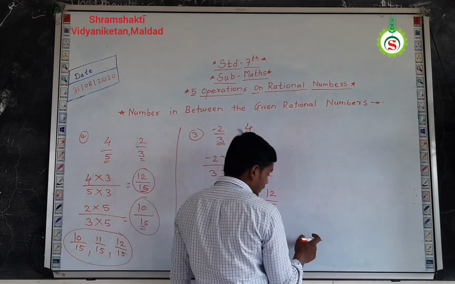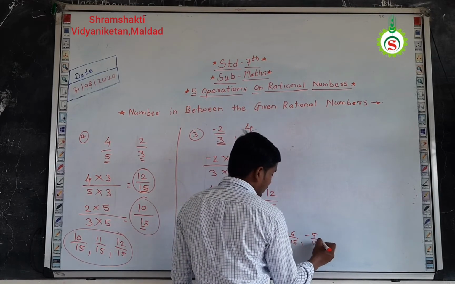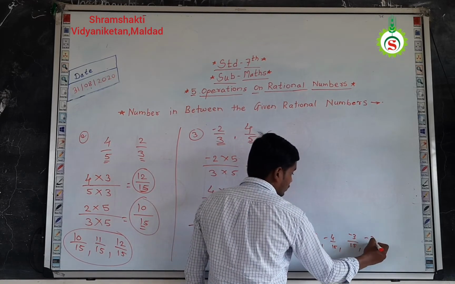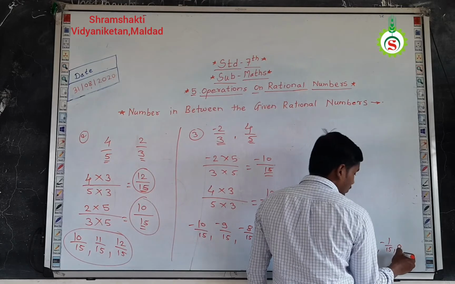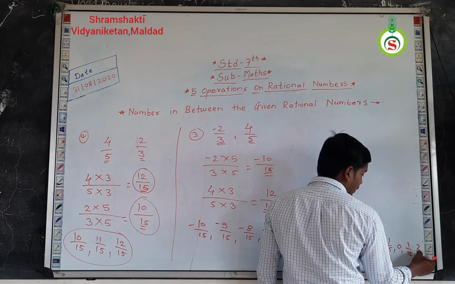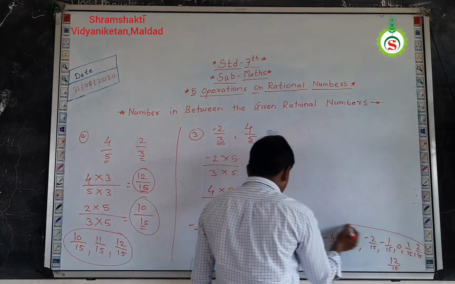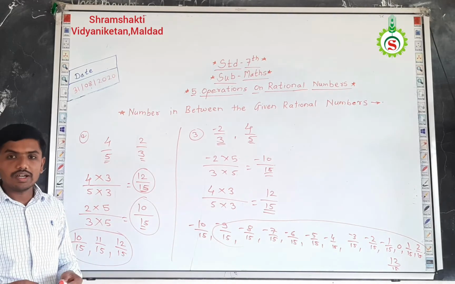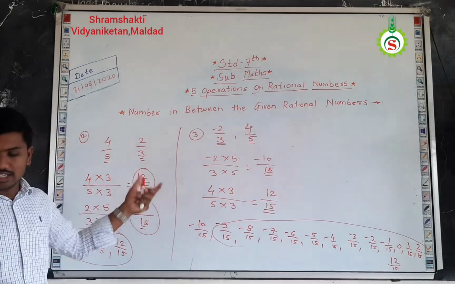Like that, minus 6, minus 5 by 15, minus 4 by 15, minus 3 by 15, minus 2 by 15, minus 1 by 15. After minus 1 there will be the 0. Then after the 0 there will be the 1 by 15, 2 by 15. Like that you have to continue up to the 12 by 15. So that much are the numbers in between the given rational numbers. Okay. Now I think all of you are able to find out the numbers in between the given rational numbers.